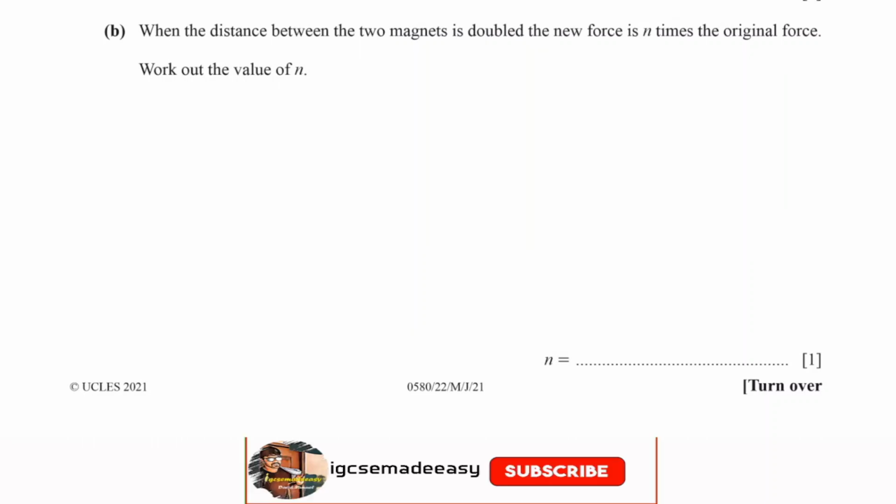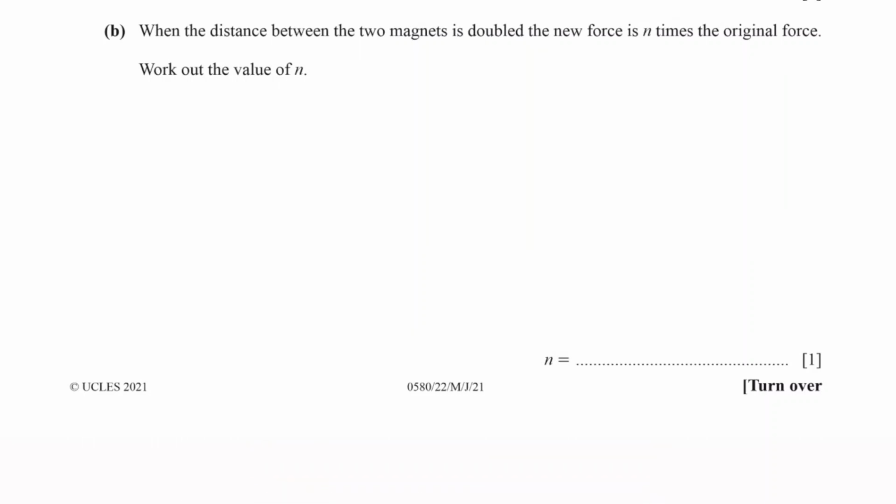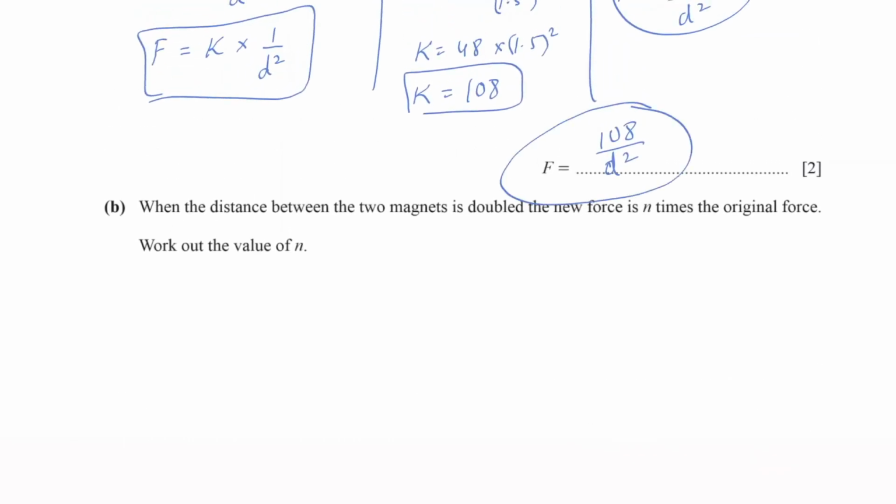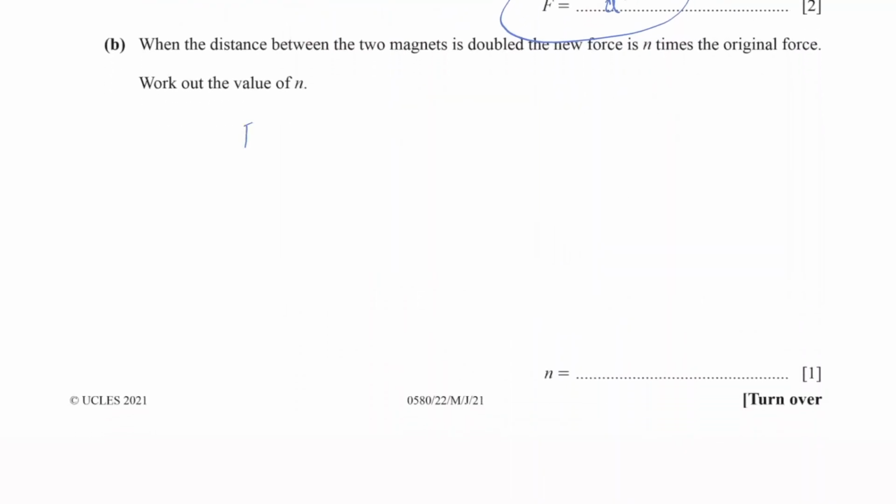Let's move. Part B. When the distance between the two magnets is doubled, the new force is n times the original force. Work out the value of n. What is the original force? The original force is here, F equals 108 by d square. The new force is actually n times 108 by d square. That's what they are trying to tell, and we have to find the value of n.